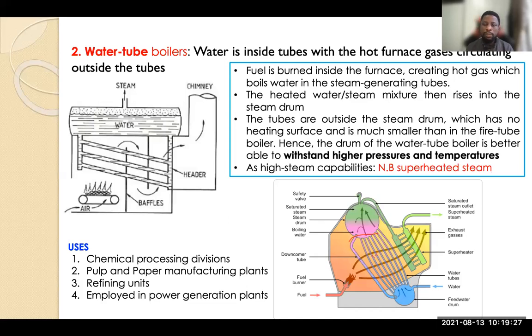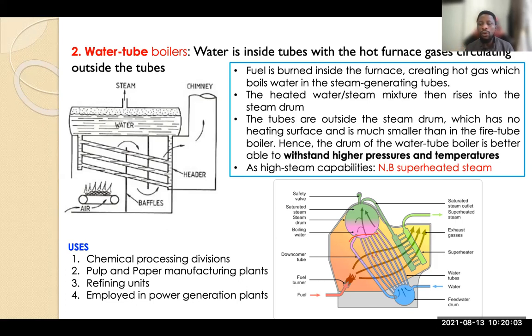The fact that in this particular case, the tubes contain water. In the previous case, these tubes are surrounded by water in the tank. But in this case, the tubes carry the water, and the water in this tube is heated by the fire from the furnace. How is the fire from the furnace generated?